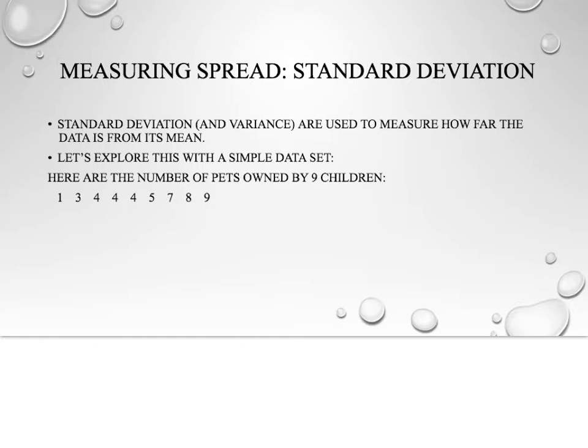Now let's talk about a measure of spread. Most often, we've always talked about range, right? Just take the largest value, subtract the smallest. But really, a better way of looking at spread is the standard deviation, right? Standard deviation and variance are used to measure how far data is from the mean. So let's do this by looking at the number of pets owned by 9 children.